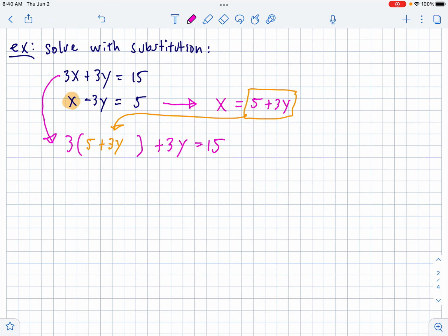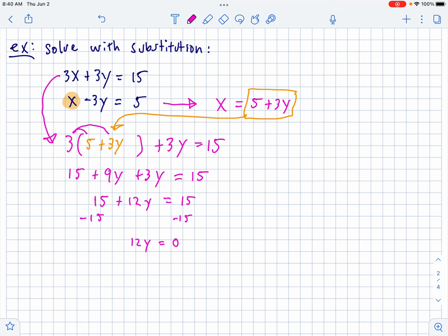Now let's solve this equation by distributing the 3. So we get 15 plus 9y plus 3y is equal to 15. Then we can add the 9y and the 3y together, so we get 15 plus 12y is equal to 15. Then we can subtract 15 from both sides. We get 12y is equal to 0.